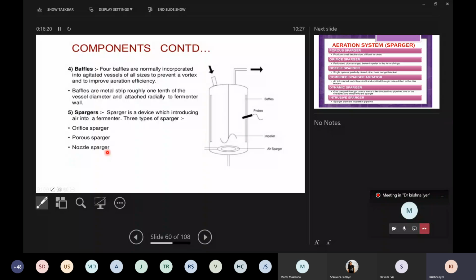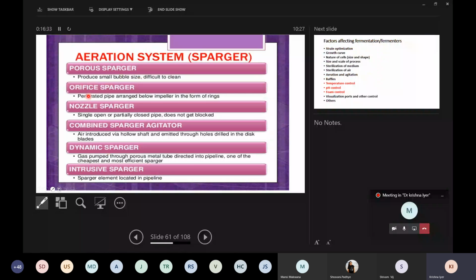So basically, porous spargers produce very small bubble size, and they're difficult to clean. Orifice spargers are perforated and arranged below the impeller. They generally don't clog very easily. And nozzle, as I said, is a big partially closed pipe which never gets blocked. There are other variations to the design, but generally these three are the most common.